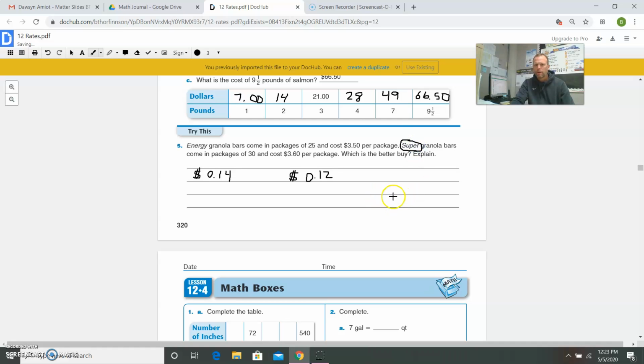Cheaper anyway. But another thing to consider here is if you were actually out shopping, is it possible that the super granola bars are smaller than the energy? I mean, we're just talking per bar. Maybe these are larger granola bars, so there's different things to look at when you're out shopping. But if the bars are the same size, everything's the same here, we would say the super granola bar would be the better buy because it is 12 cents per bar. Okay, well, that's it for that one.